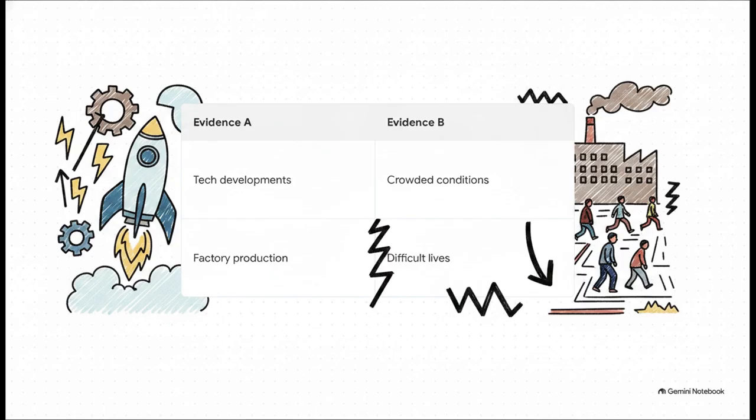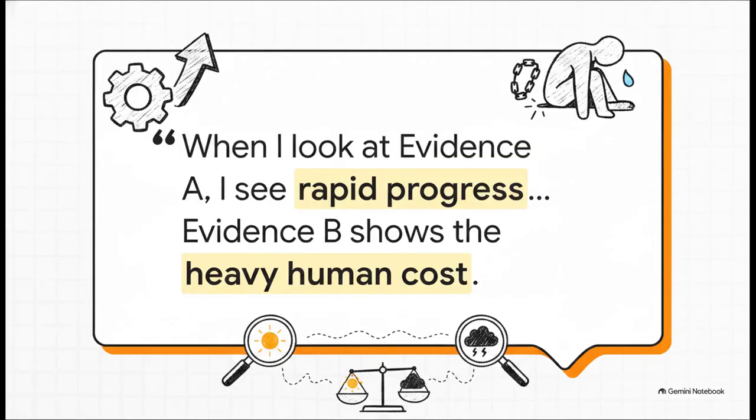But over on the right, evidence B tells us that workers face crowded, difficult conditions in these brand new factory cities. So I'm comparing these 2 pieces of data, and I'm instantly noticing a massive contrast. One shows incredible scientific advancement, while the other reveals a very, very real societal struggle. When I do this, as a historian, my internal monologue sounds a bit like this. Okay, when I look at evidence A, I see rapid progress. But wait, evidence B shows the heavy human cost.